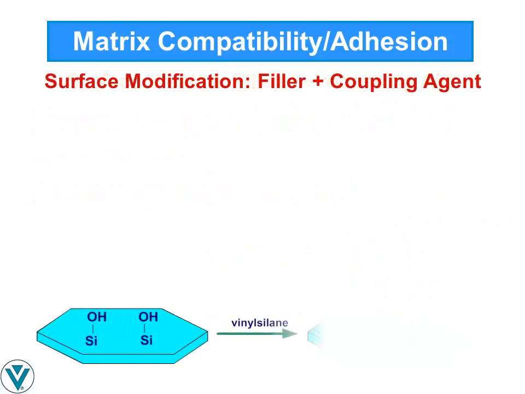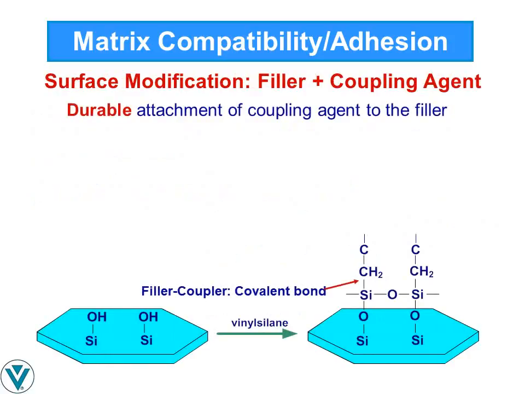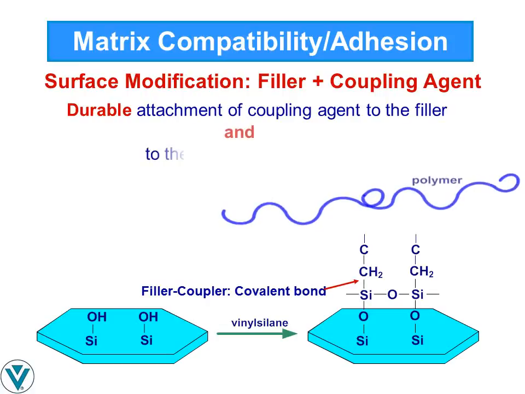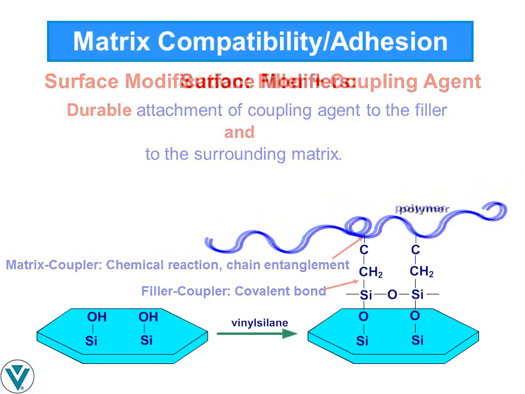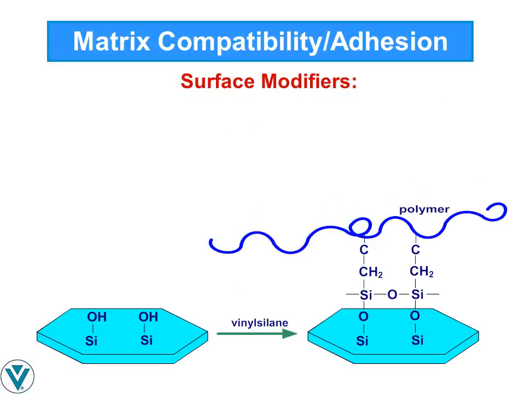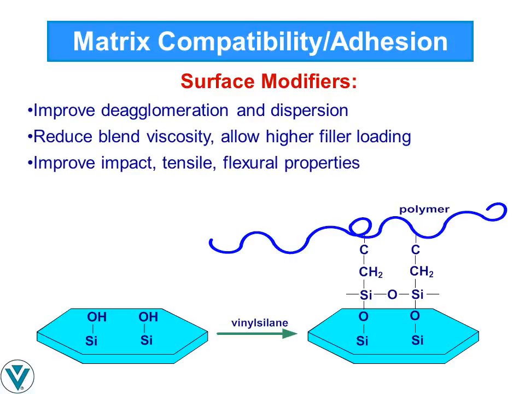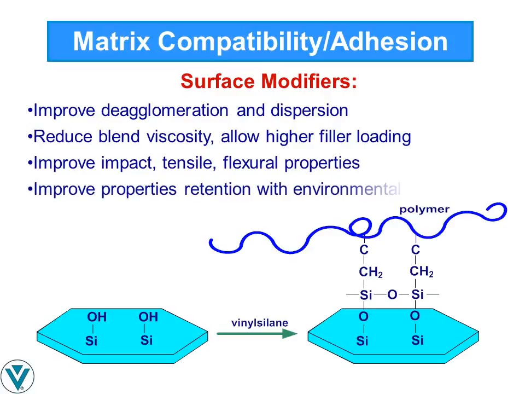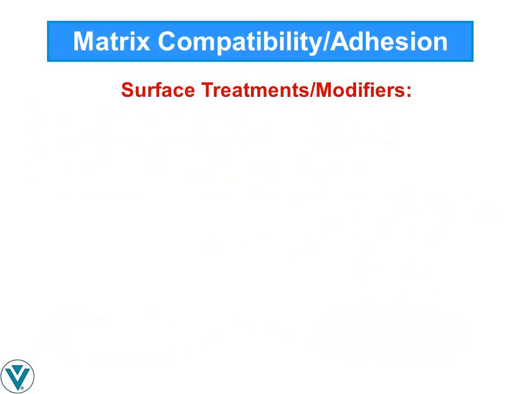A surface-modified filler has a coupling agent durably attached to its surface by covalent bonds. The coupling agent is in turn bound to the matrix through chemical reaction or chain entanglement. The coupling agents used as surface modifiers perform the same functions as surface treatments, and in addition improve matrix adhesion, thereby improving physical properties as well as the retention of physical properties with environmental exposure. The most commonly used treatments and modifiers are the organosilanes.